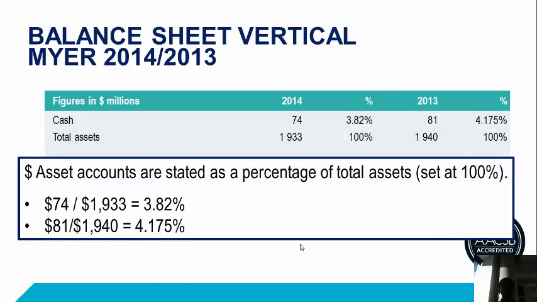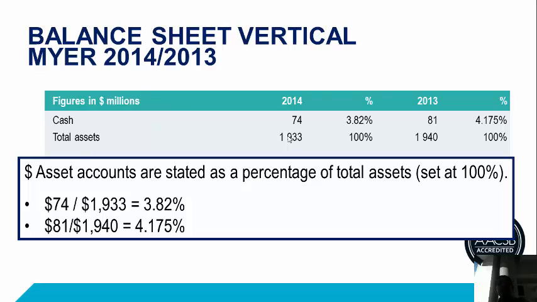So let's look at how we might crunch these numbers. In 2014, we know that Myers cash dropped from 81 million to 74 million from 2013 to 14. We also know from our Myer financial report in the balance sheet that Myers 2013 total assets is 1.940 billion. 2014 it was 1.933 billion. Myers total assets value dropped just that little bit.